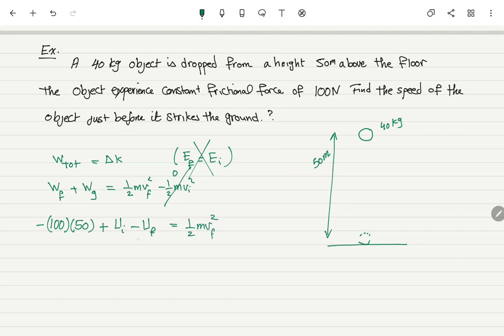Now U final here, the height of the object when it strikes the ground, equals 0, and U initial here equals mgh, so minus 5,000 plus m, in this case it's equal to 40, times 10 times the height, which is 50, equal to half 40 v final square. You substitute numbers, you will get v final equal to 27 meters per second.